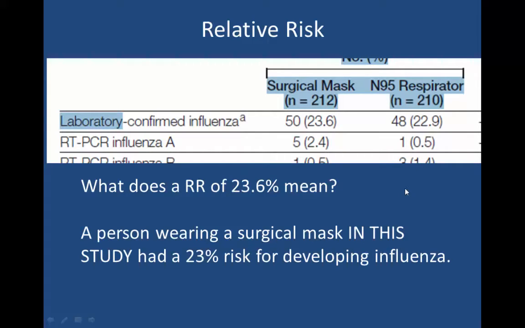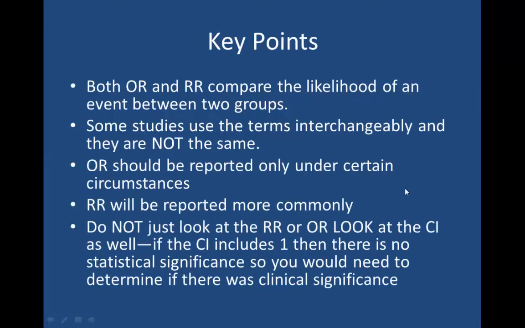Now, I don't have confidence intervals to look at. So odds ratios and risk ratios, or relative risk reduction, compare the likelihood of an event between two groups. Some studies use the terms interchangeably, but they are not the same. You can see that mathematically, and I've told you, so it must be true.